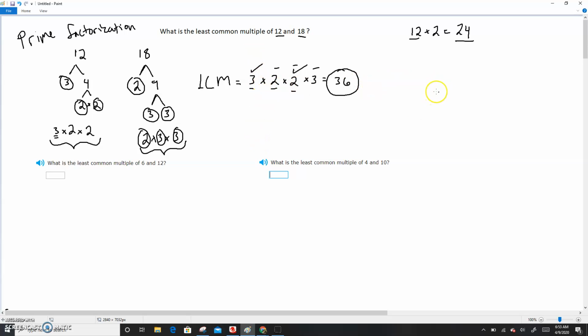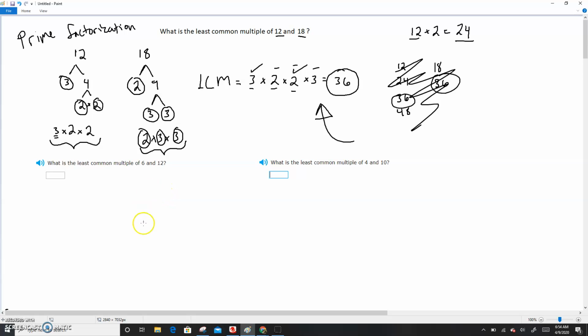Now, you might be tempted to solve these problems by going, okay, multiples of 12 are going to be 12, and 12 times 2 is 24, and 12 times 3 is 36, and 12 times 4 is 48, and 18. 18 times 1 is 18, 18 times 2 is 36. Oh, I have a match. You can solve problems this way, but eventually you're going to be asked questions that tell you to find the least common multiple between really big numbers, and that's going to be useless. Stick to learning this method. Let's take a look at 2 more practice problems.